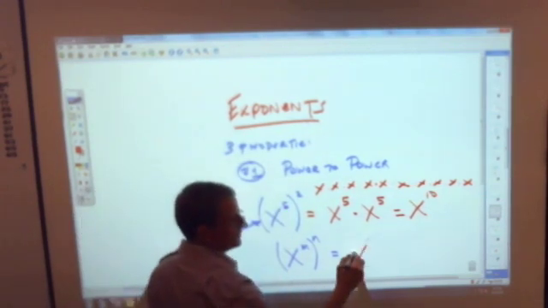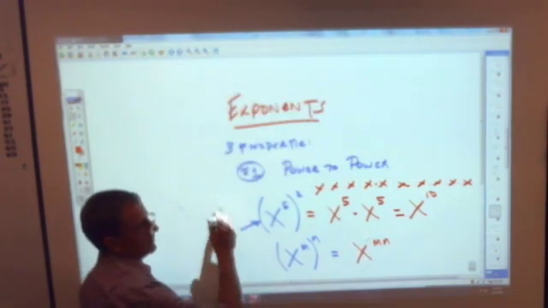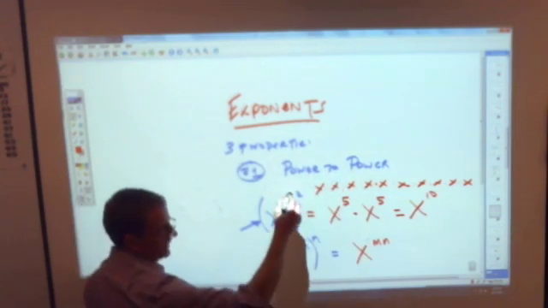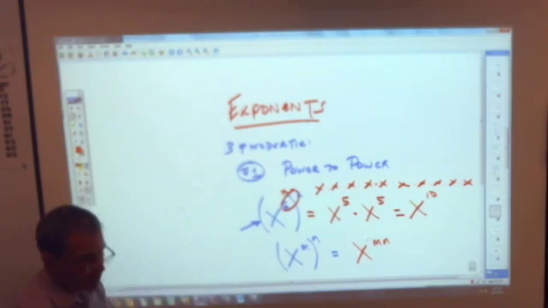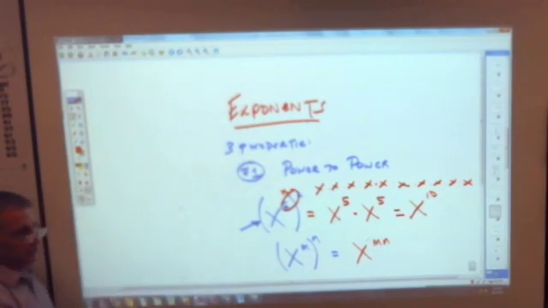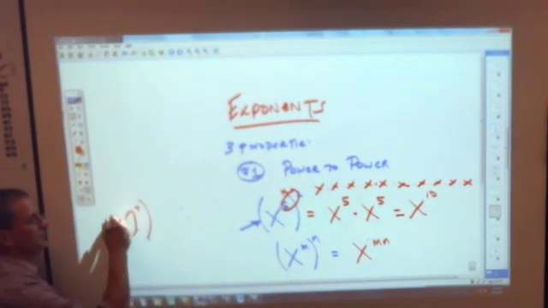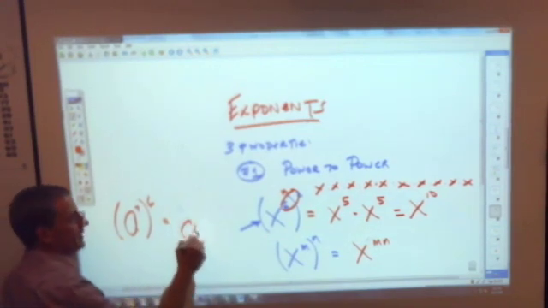So what do you suppose x to the m to the nth power would be? Look, some of you do catch on to this. x to the mn. When you have a power to a power, the exponents get multiplied together. Powers to powers, they get multiplied together. So if you had a to the 7th power to the 6th power, it would be the same as a to the 42nd power.